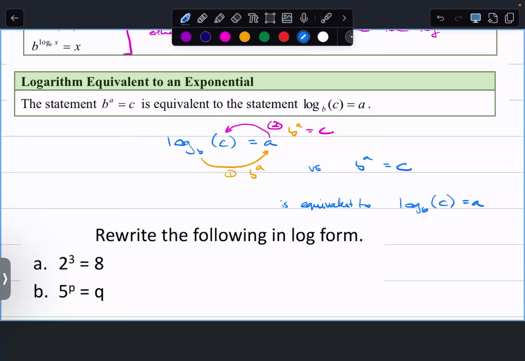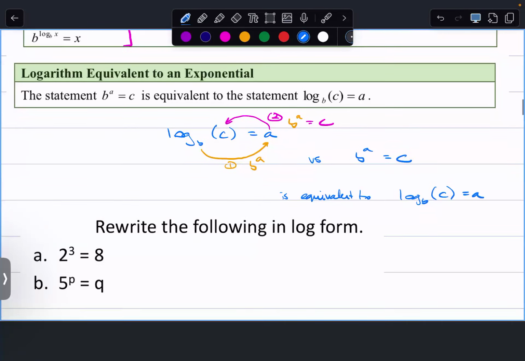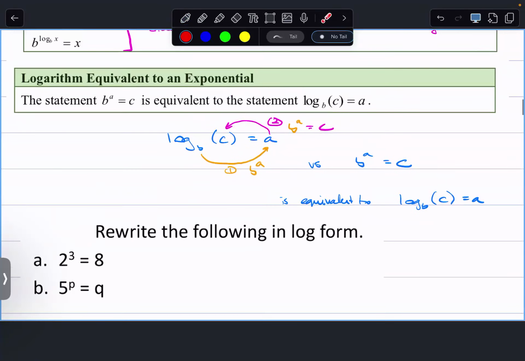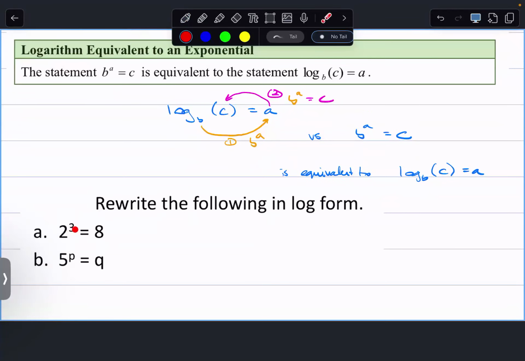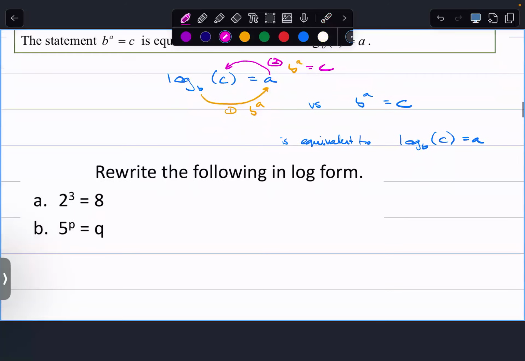For example, if we have to rewrite exponential functions in logarithmic form, okay. Two to the power of 3 is equal to 8 is the same as saying, okay, I know the base, because the base is the same, right? The base of the exponent is b and the base of the log is b. So let's start there. b, oops, I wrote a. b is equal to 2.